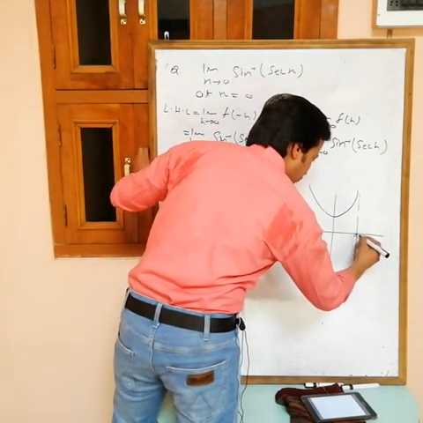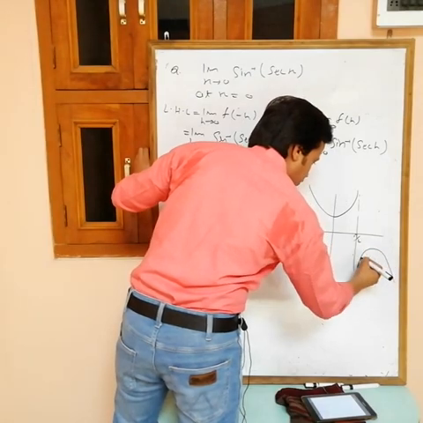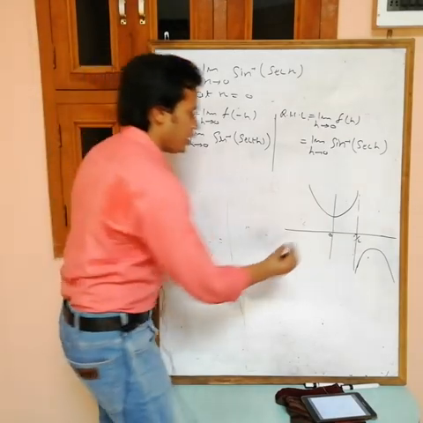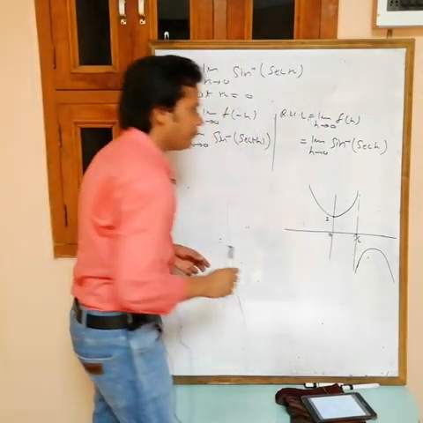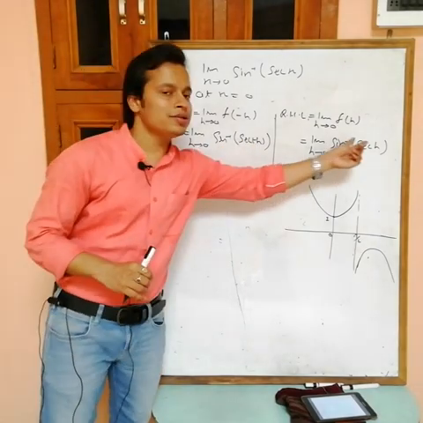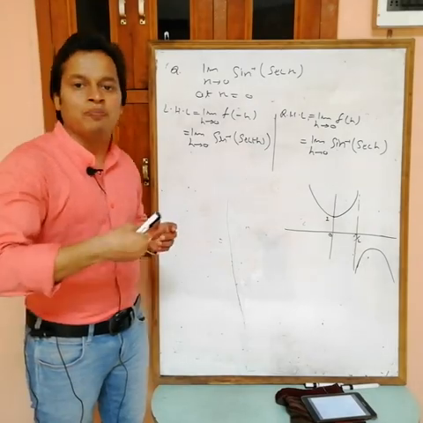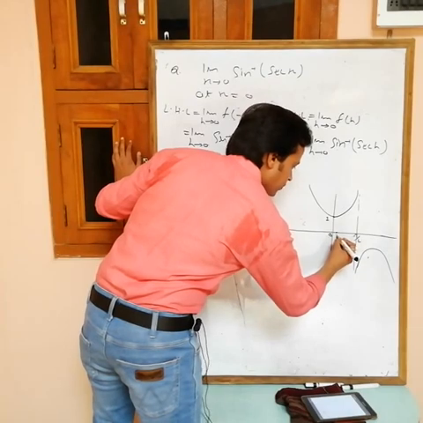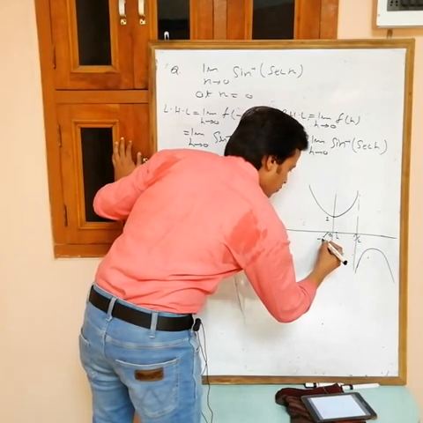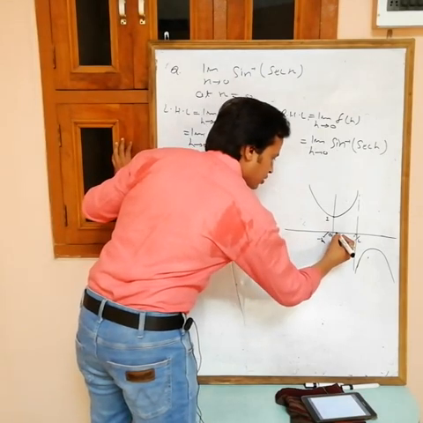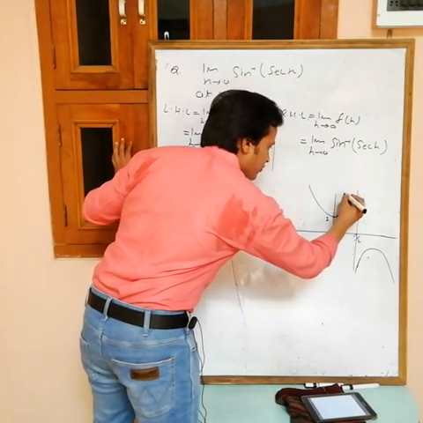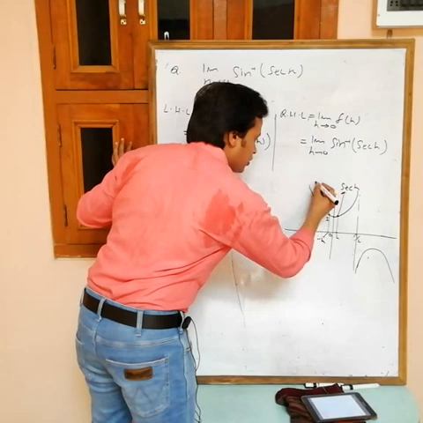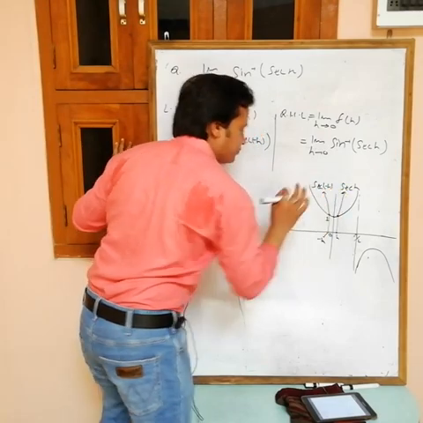This is for up to pi by 2, and after that you will get a graph like this one. Okay, now this is 0, and at 0 the value is equal to 1. Now what we have is sec minus h and sec h. It means the value of sec at plus h and at minus h. Suppose this is 0 plus h and this one is 0 minus h, which means minus h. Now the value at h is sec of h, and this is the value sec of minus h.